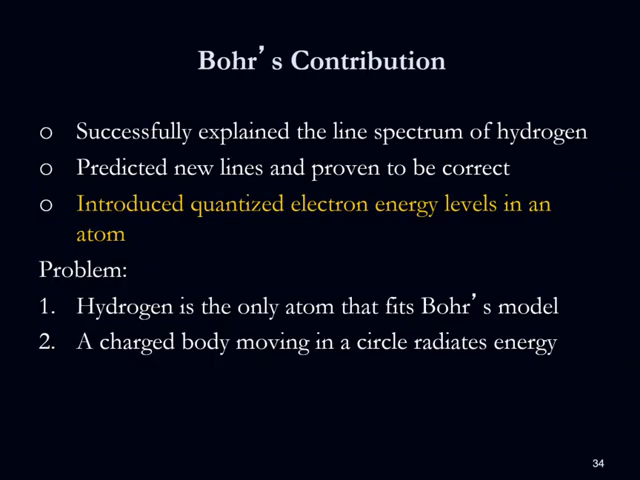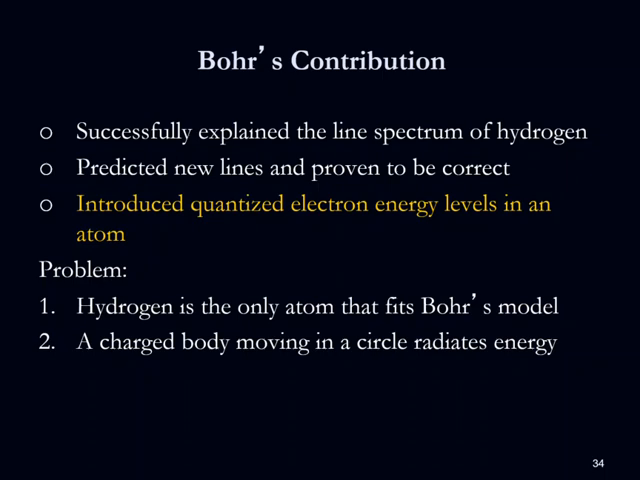Well, this summarizes Bohr's contribution. What he ends up doing is successfully explaining the lines in the spectrum of a hydrogen atom, and he predicted that new lines would exist, and that was proven to be correct. And he introduced the idea that electrons have to exist in quantized orbits or at quantized energy levels. One of the problems with doing much with Bohr's model is that it really only works for the hydrogen atom, or it could work for any atom that just has one electron in it.